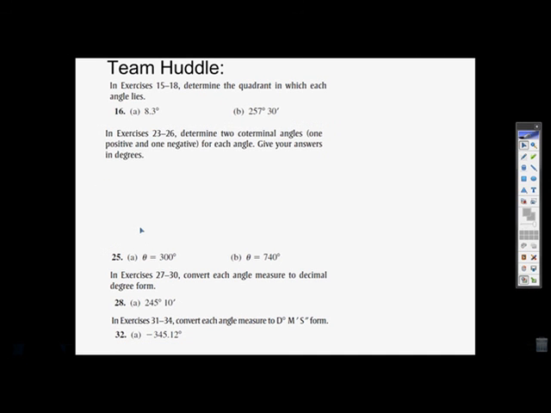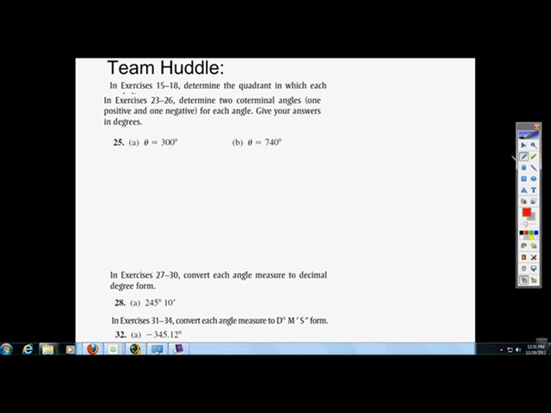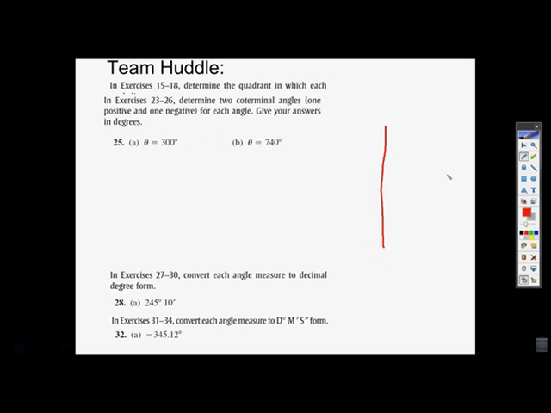The next problems. Determine 2 coterminal angles, one positive and negative for each angle. Give your answer in degrees. Now, I like to sketch my angles. It makes it a lot easier for me to do these.